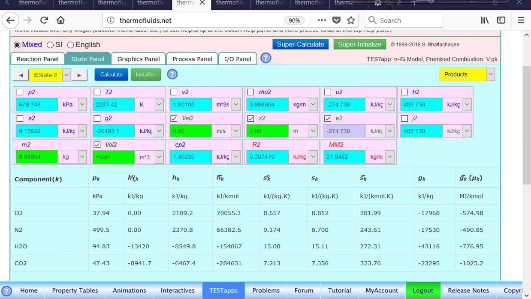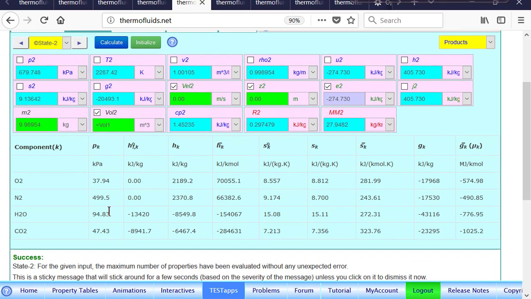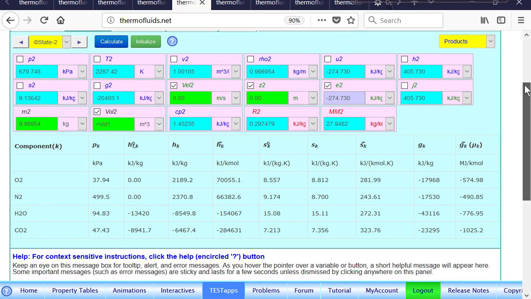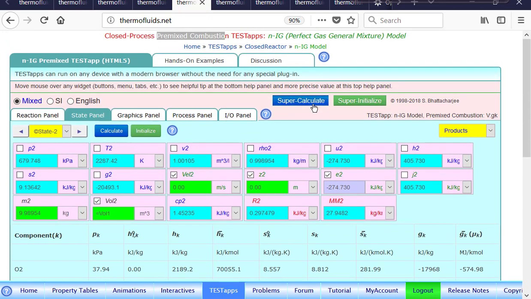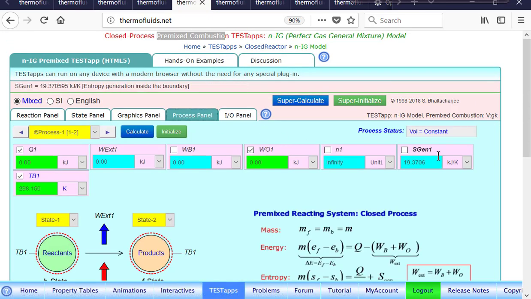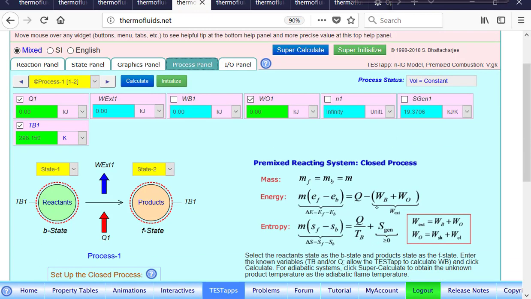So you find all the detailed information about the products, all kinds of properties. These are partial specific properties that you can use for further analysis. Once you click the super calculate button, by the way, the entropy generated is reported here. The entropy equation is solved. As you can see, the closed process equation looks very similar for a reacting system as any other system. The only difference here is that enthalpy is calculated with heat of formation built into each species.